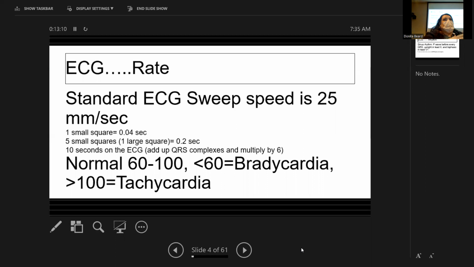When you're looking at an EKG, there are a lot of ways and tricks to calculate the rate. But anytime you're on a test, I find the easiest way is to know an EKG is a 10-second strip. If you count the QRS complexes and multiply by 6, that'll give you a rough estimate of what the heart rate is. Normal is 60 to 100, less than 60 is defined as bradycardia, greater than 100, tachycardia.